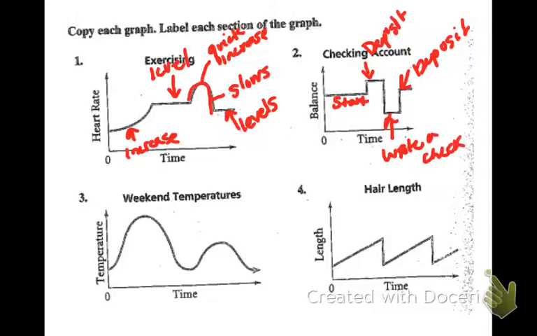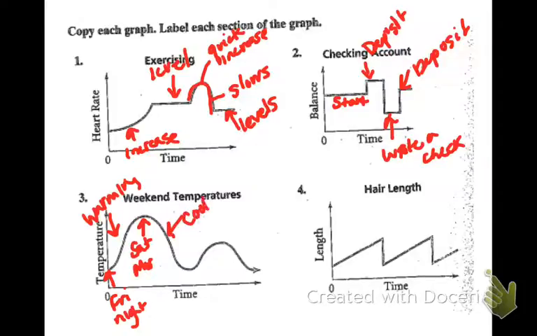So let's look at the weekend temperatures. So I'd say the weekend starts right here on a Friday night. Okay. It warms up, the temperature increases, so it is warming. And this peak would be Saturday morning. Then the temperature drops or it cools for Saturday night.